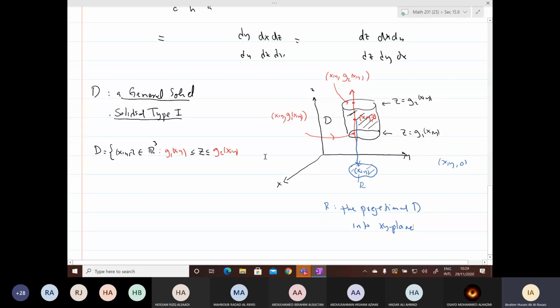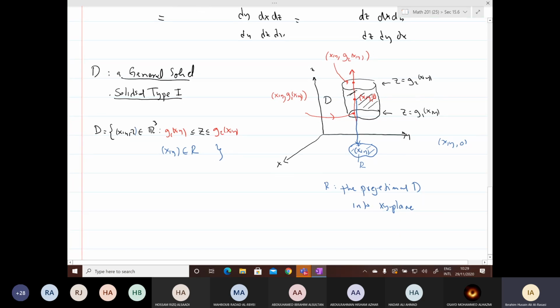So I need to describe the solid x, y, z. Z is okay. What about the xy points? You just bring them down into the xy plane, so xy will be in R. The xy points of the solid, you bring them down and you form a region. We call it the projection of D into the xy plane. So this is how we describe it.